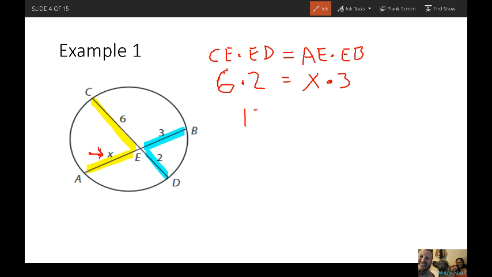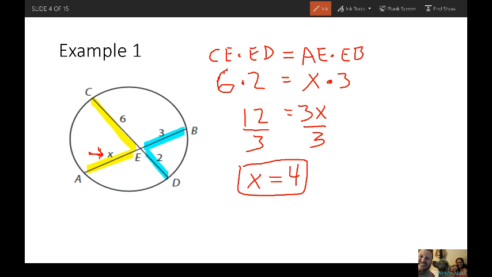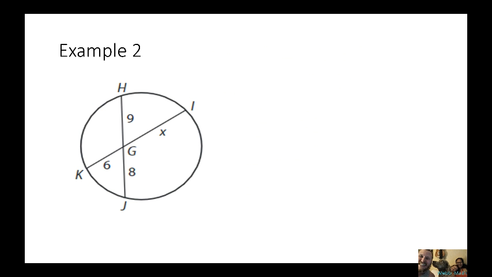So we have 12 equals 3x. How do we get rid of a multiplying 3? We divide, division property, and we find out that x equals, well, what's 12 divided by 3? Boom. So x equals 4. And that's just another example of your homework. I think even your tests will talk about this. All right, let's look at example 2.